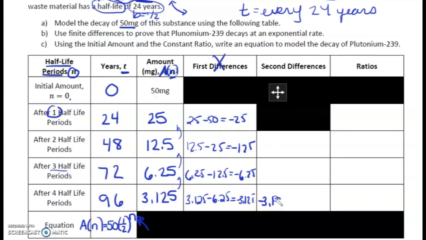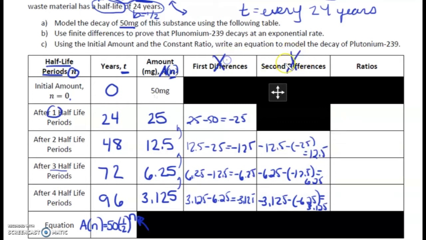Now, negative 3.125 minus negative 6.25, so kind of plus, I'm going to get 3.125. You guys see a pattern, how it's kind of a half here? Negative 6.25 minus negative 12.5 is 6.25. Negative 12.5 minus negative 25, so plus, this is going to be 12.5. So again, the second difference doesn't work. It's not linear, it's not quadratic.